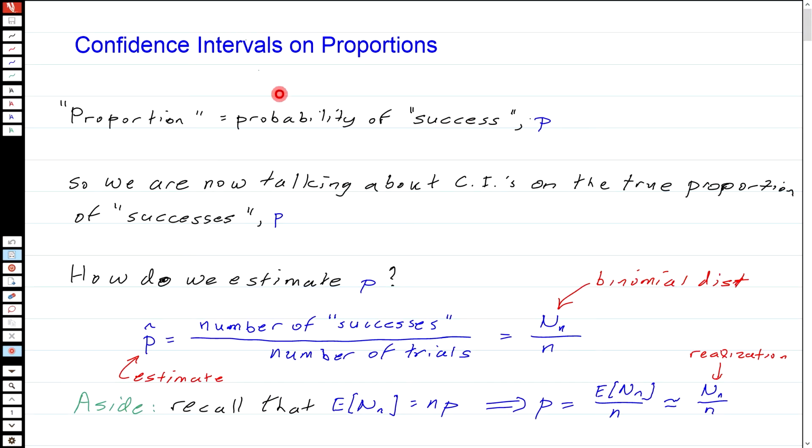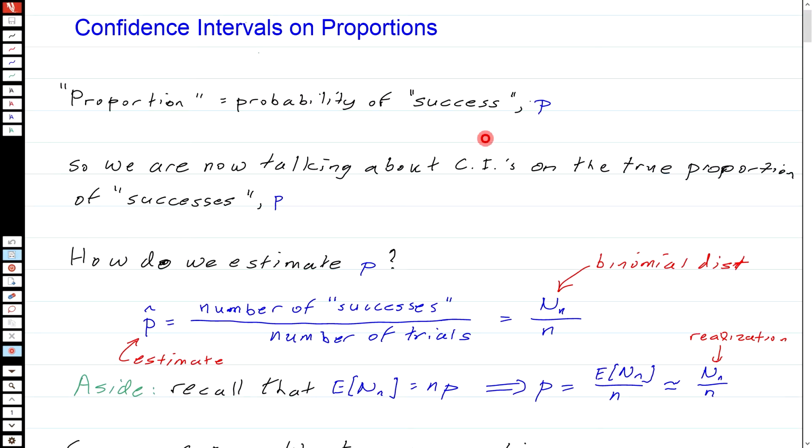As I mentioned earlier, a proportion is basically our probability of success. If you remember, our Bernoulli trials had a probability of success, which we called p. In this part of the course, this is commonly called a proportion. So we're talking about proportions of populations that are going to vote for a particular party, that sort of thing. And basically, p is the probability of voting for a particular party as opposed to not voting for that party. So how do we estimate p?